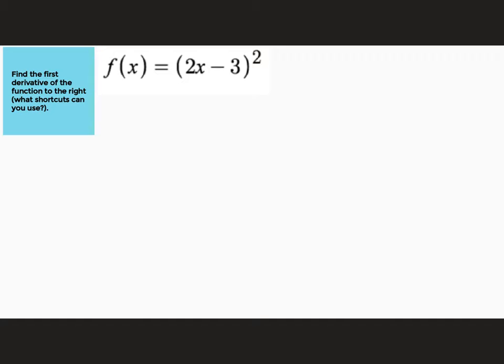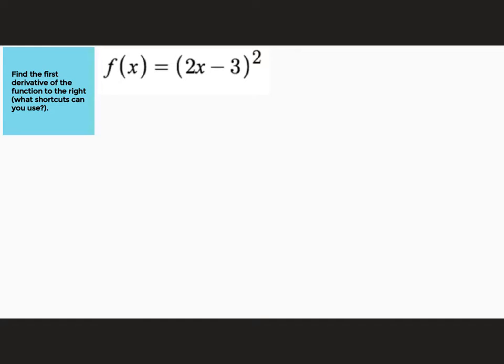Now when you look at this one, your first instinct is going to be to say f prime, using our shortcuts, is 2 comes down because of power rule, 2x minus 3 to the first. And that's your first instinct to say, yep, done. We'll hold that thought. Let's think.